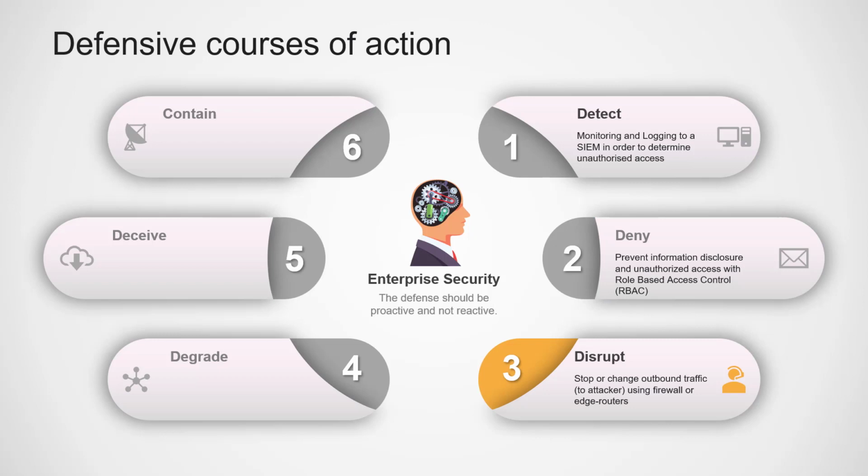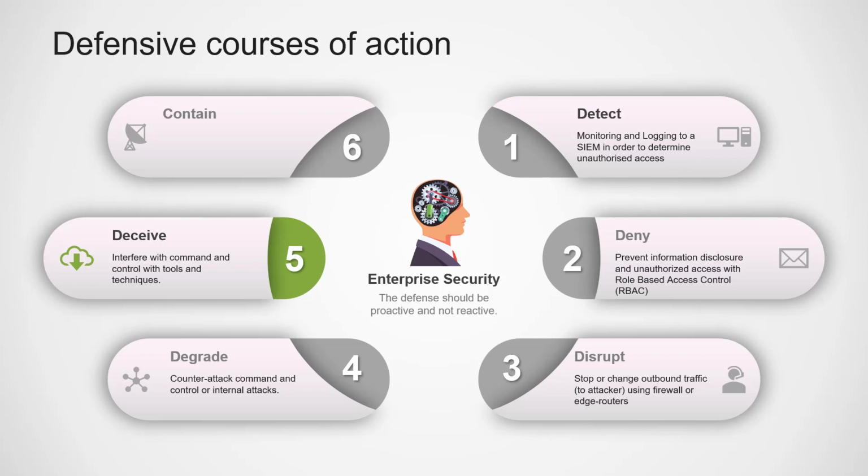The next step is to disrupt: to stop or change outbound traffic to the attacker using tools like firewalls or edge routers. And then we can degrade the communication. So this is a counterattack on command and control or internal attacks. Once we've identified that we actually have an active attack taking place, there are many things we can do. For example, cut the communication to the identified IP addresses in the back end, or we can contain the system to identify what was stolen and make a forensic image of that system.